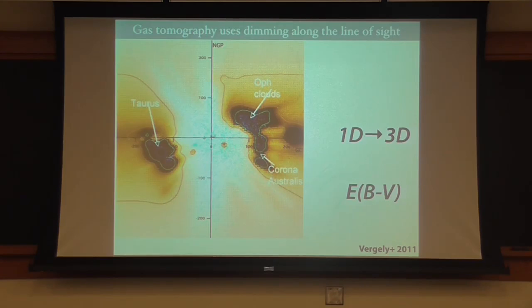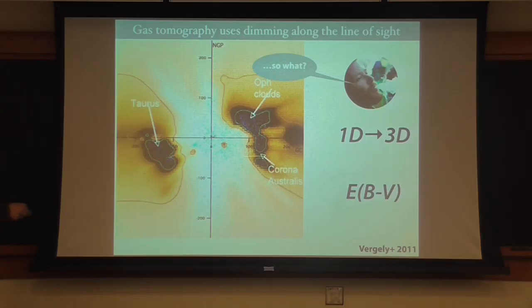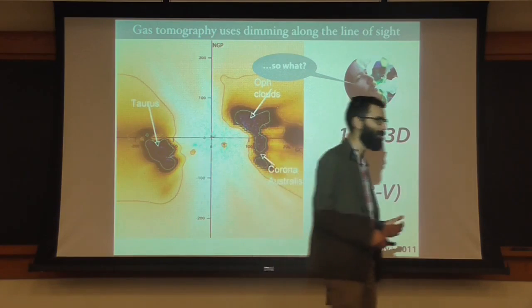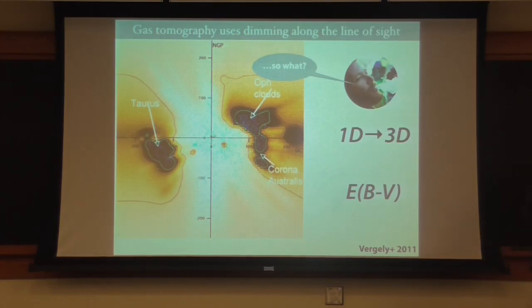And I have a colleague, Karl Gordon, who sits in the same group at Space Telescope, and whenever I talk about this tomography stuff, when I came to Space Telescope and I told him I did this, this is what he said. He said, so what? So you've got a three-dimensional map at really low resolution of the nearby area around the sun. So what? Why do I care? Why is this interesting? And I didn't have a good answer to that question. But I think I do now.